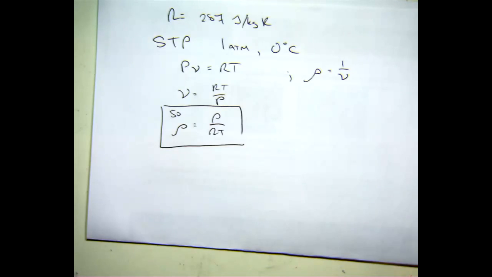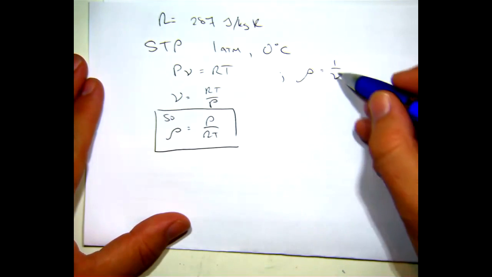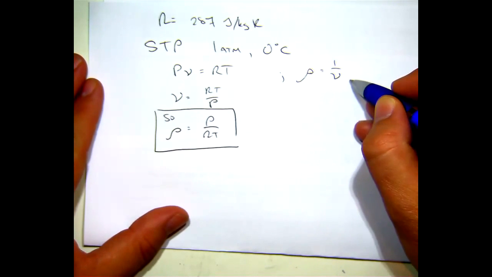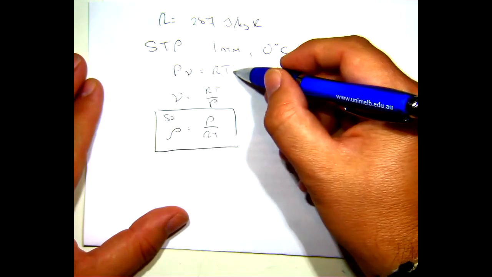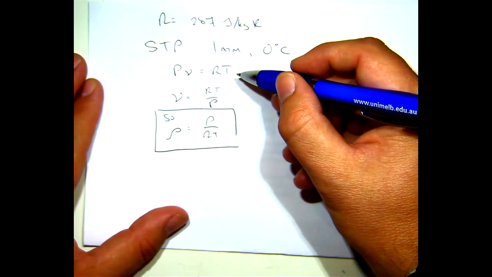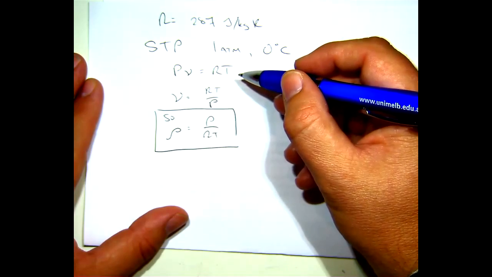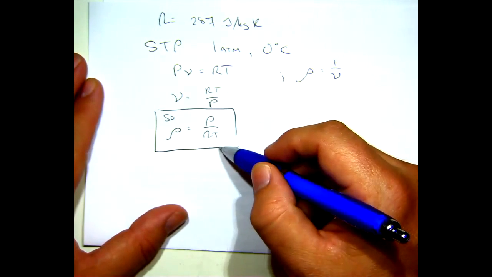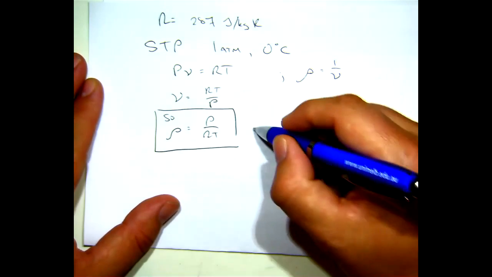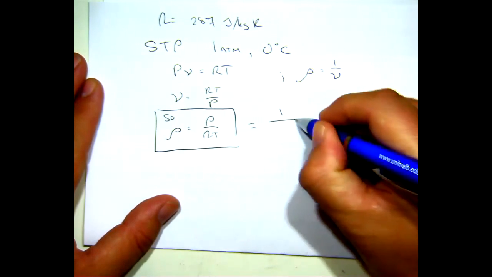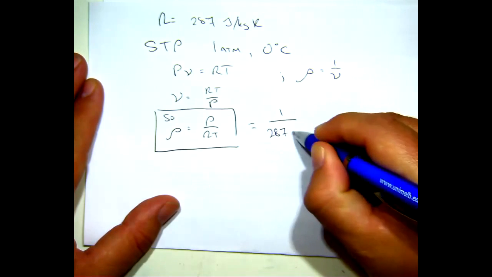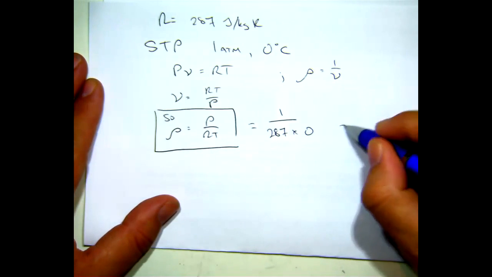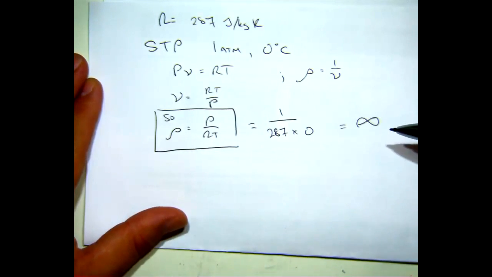Okay, so we'll put this data in. I want to work out the density. Now the density is the inverse of specific volume. So it's PV equals RT. I don't have mass, I don't have volume, but I'm trying to work out specific volume, which is the same as trying to work out density. So density is P on RT. So we put in our data. We've got 1 atmosphere over 287 times 0 degrees equals infinite density.